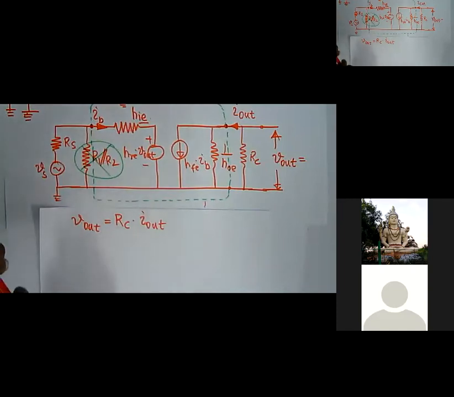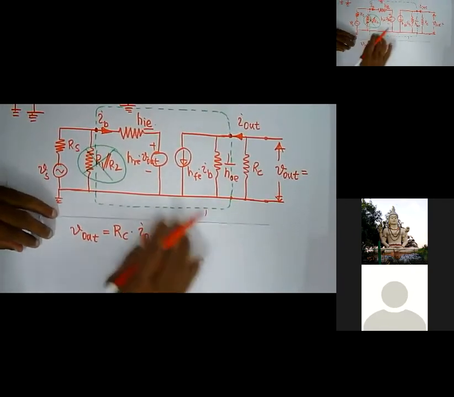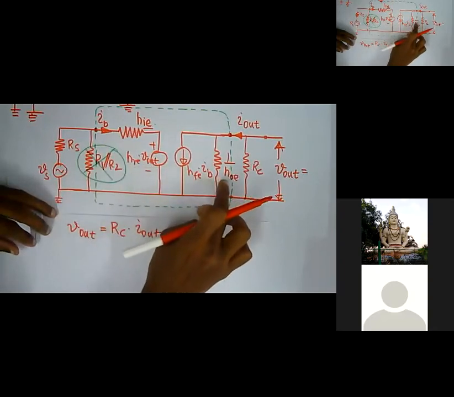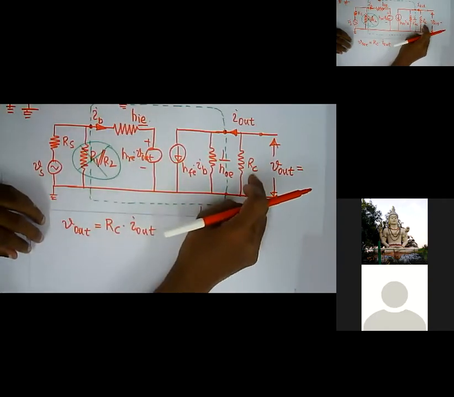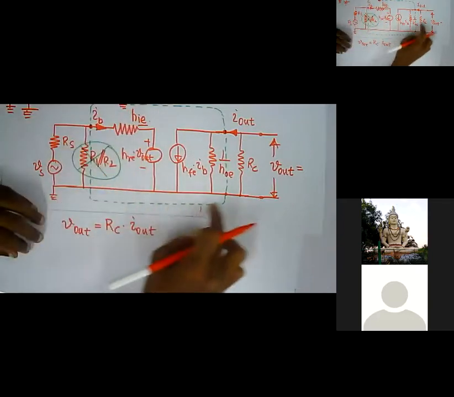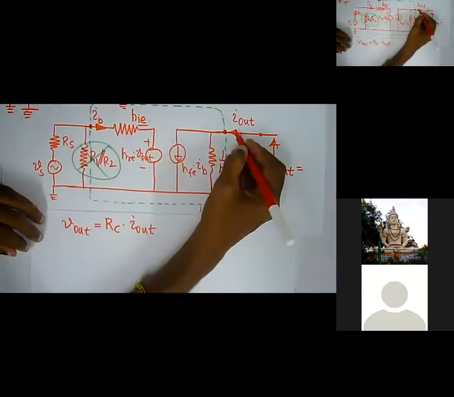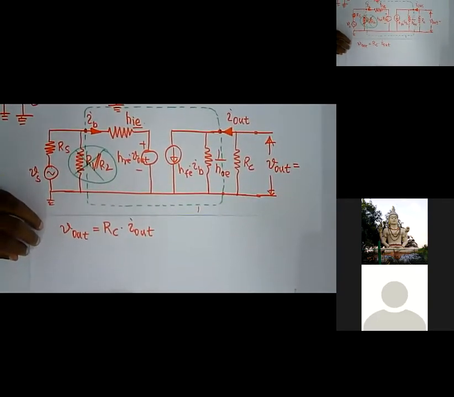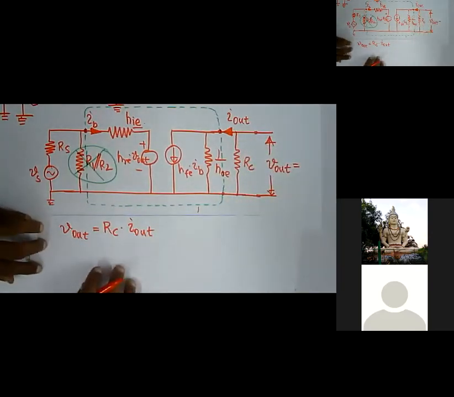First of all, as I said earlier, the green dotted line represents the transistor side. This HIE, HRE into V out, HFE into IB, 1 over HOE, everything comes inside the transistor. RC, RS, VS come outside the transistor. So the current entering the transistor is IB, and the output current coming from the transistor is I out. I have only resistance RC.